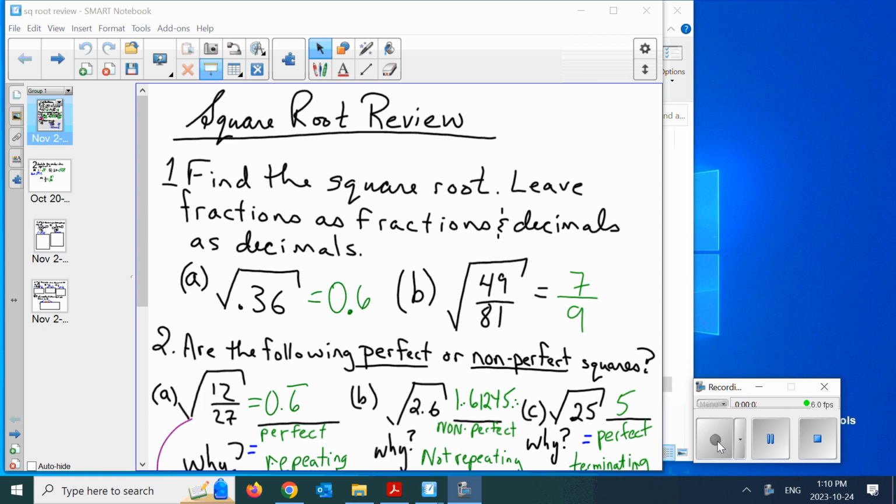Diamonds and Digits. Welcome to Math 9 in the PM. We're going to do some review about square roots.